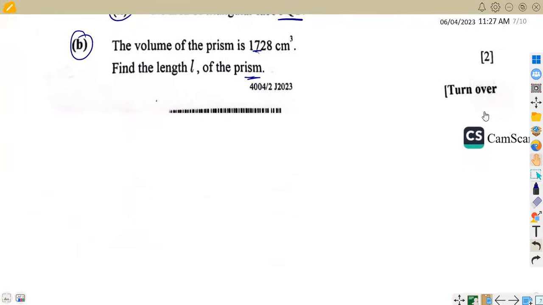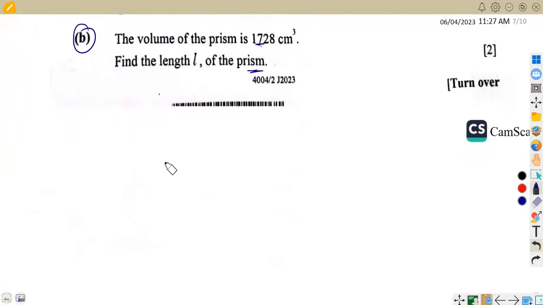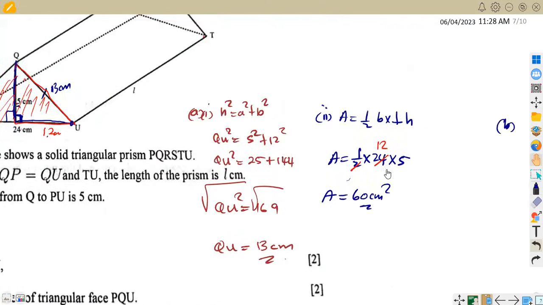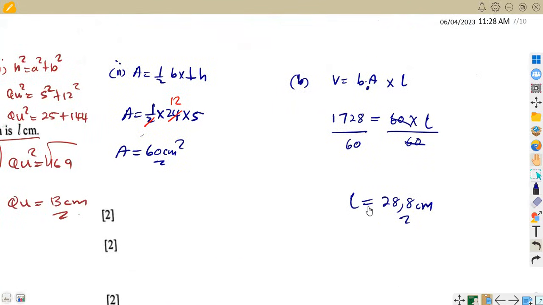Before, we were given the original solid with a volume of 1,728 cubic centimeters, and we calculated the length corresponding to this volume. We got 28,8, if you still remember. I didn't mention it on the diagram, but 28,8 was the length.